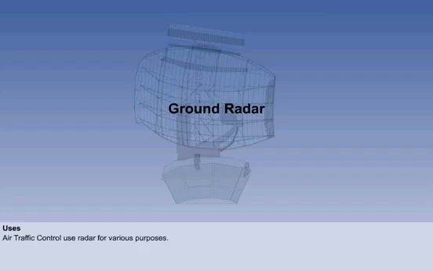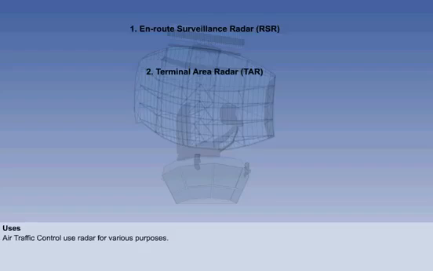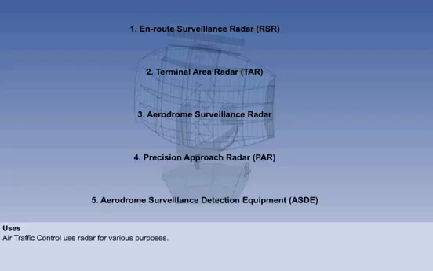Primary radar systems used by ATC include Area Surveillance Radar, RSR, Terminal Area Surveillance Radar, TAR, Aerodrome Surveillance Radar, Precision Approach Radar, PAR, and Airport Surface Movement Radar. This is the generally preferred term. However, the EASA ATPL learning objectives use the term Aerodrome Surveillance Detection Equipment, so you should be able to recognize it. Let's look at each one of these in turn.